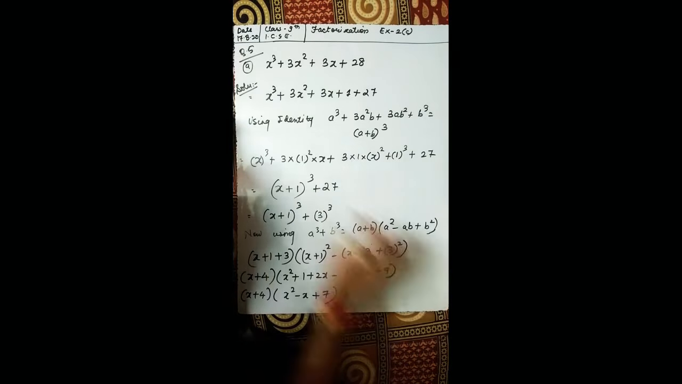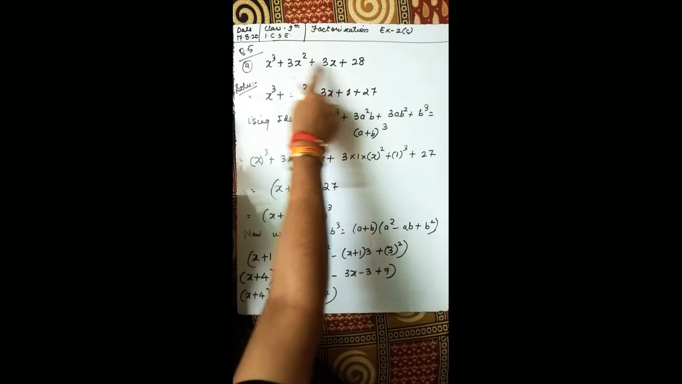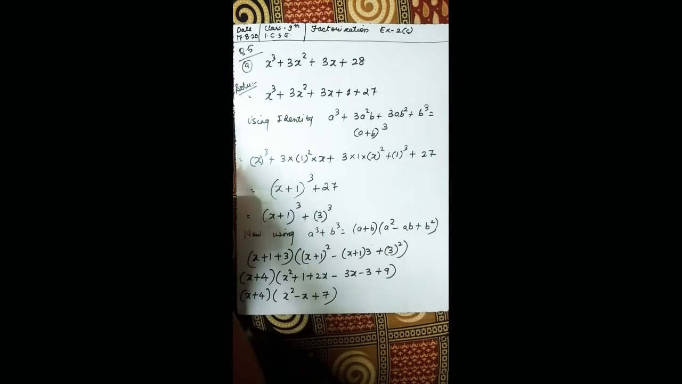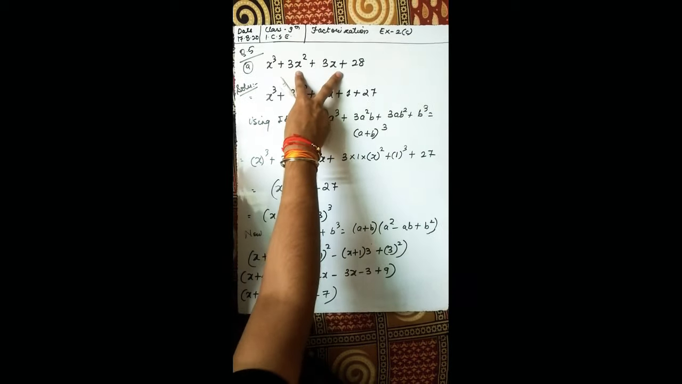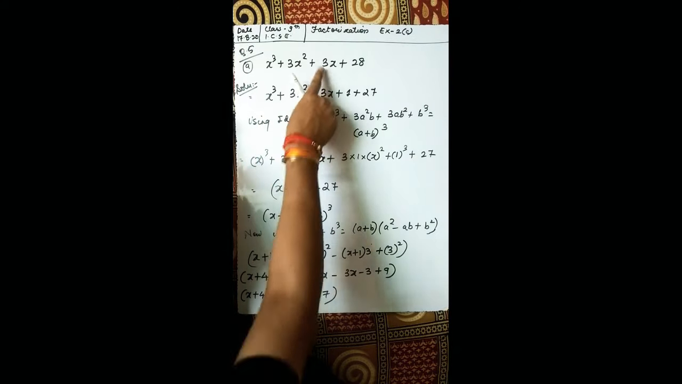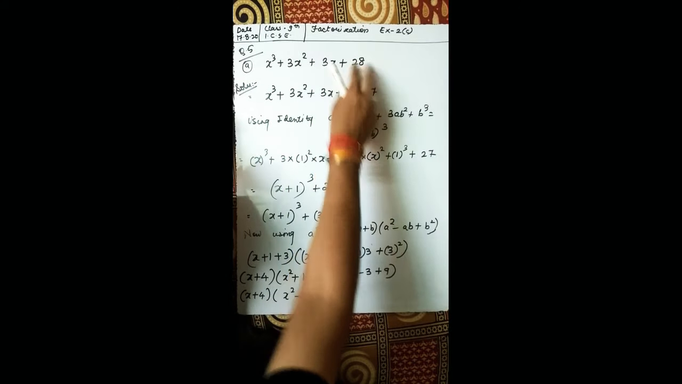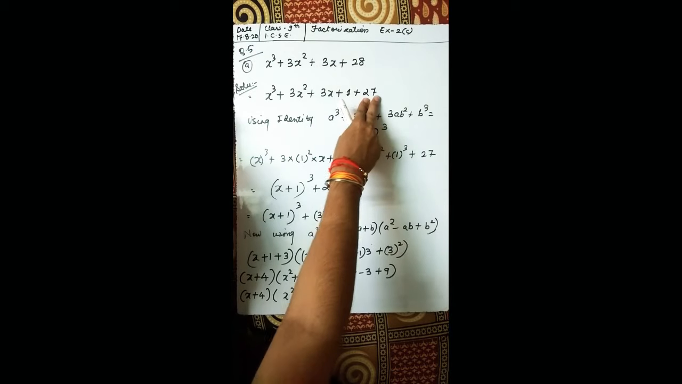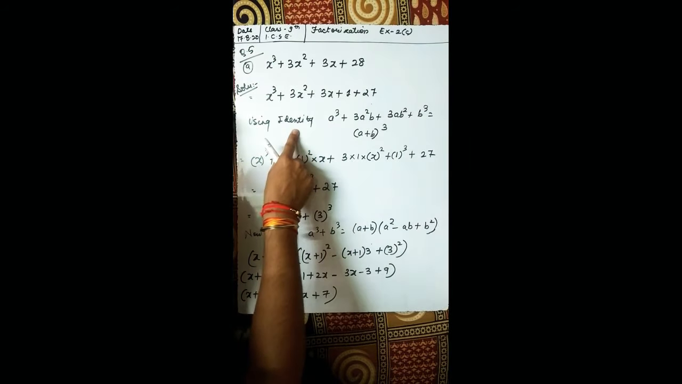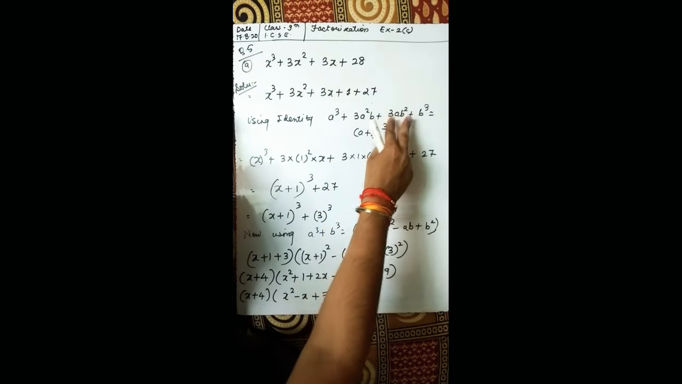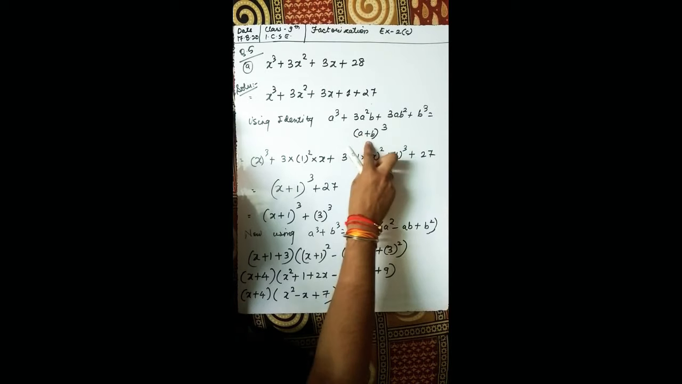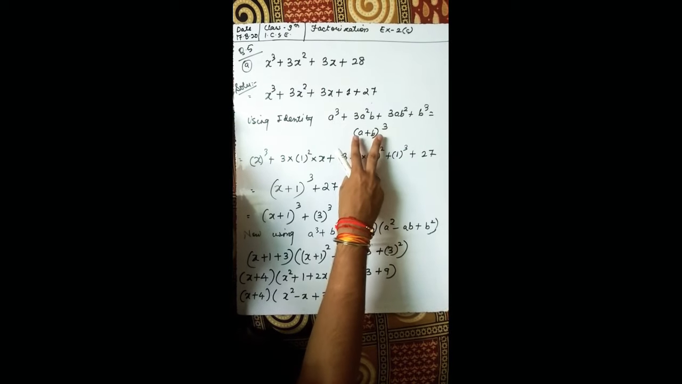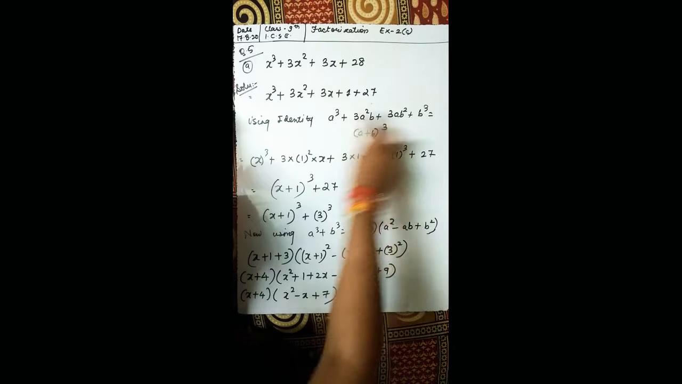Okay, so the question is x cube plus 3x square plus 3x plus 28. How I'm writing this expression: x cube plus 3x square plus 3x, and I'm splitting this 28 as 1 plus 27. Now using the identity a cube plus 3a square b plus 3ab square plus b cube is equal to a plus b the whole cube, which is the identity of a plus b the whole cube.